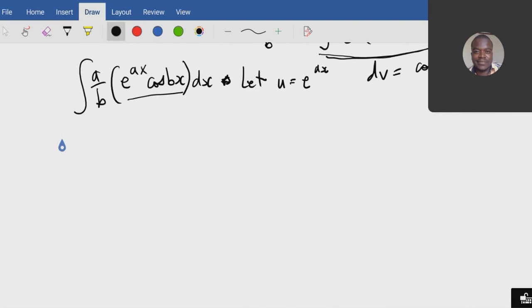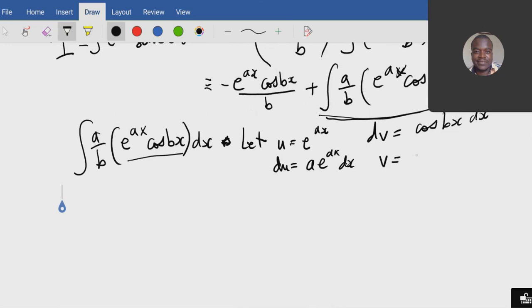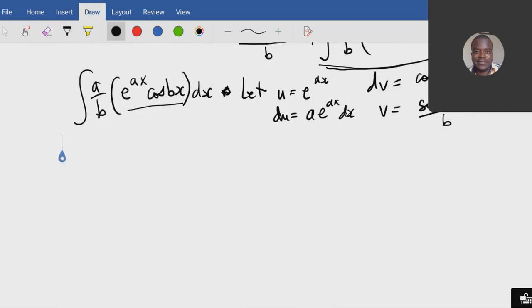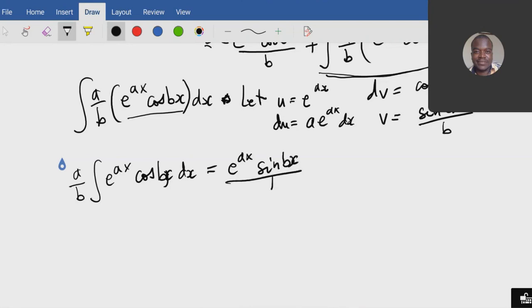Right, so now that we have that, our du will just be equal to a e to the ax dx, and our v will be equal to sine bx divided by b. That means that if we go back to the original integral, which is a over b times the integral of e to the ax cos bx dx, that is equal to u times v, which is e to the ax times sine of bx all divided by b, minus the integral of v du, which is sine of bx divided by b multiplied by a times e to the ax dx, right?